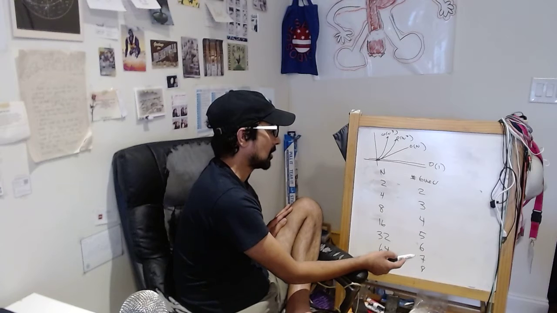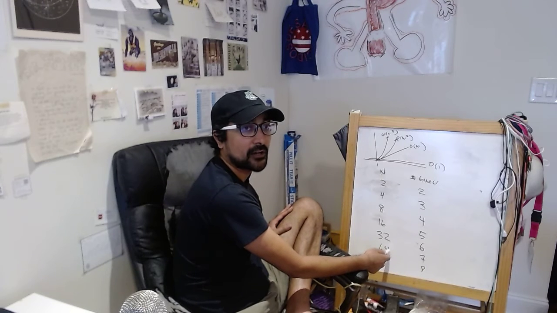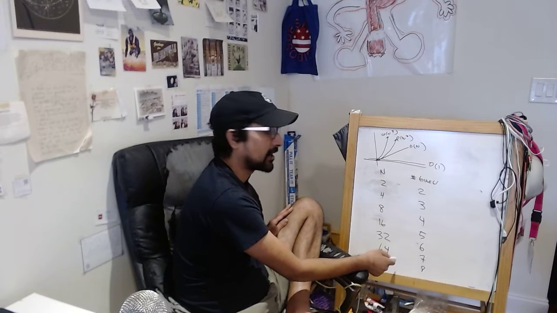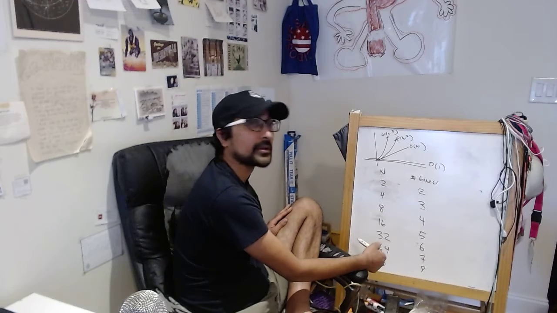Okay. And we can do this again. 64, 32, right? 32 and 64. We'll eventually get there. Okay. So we're going up by 1 each time, even though we're doubling here.